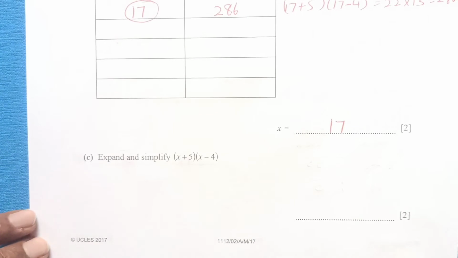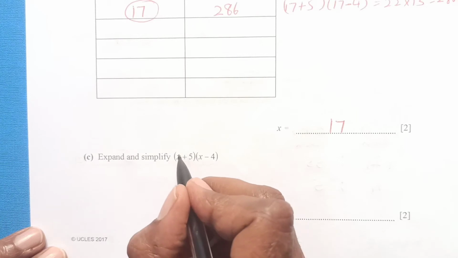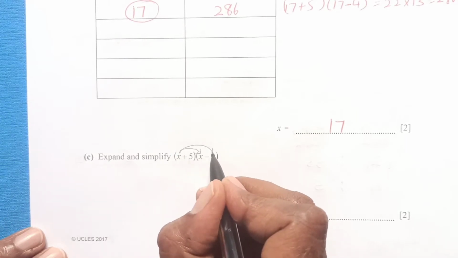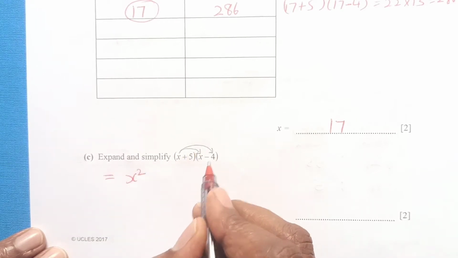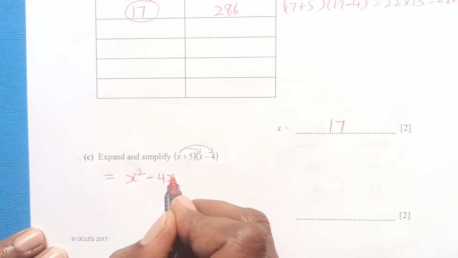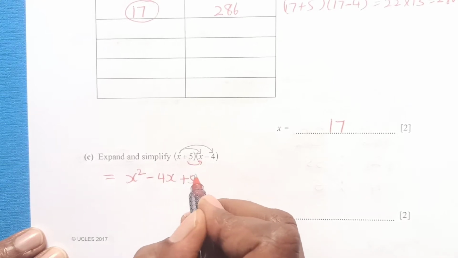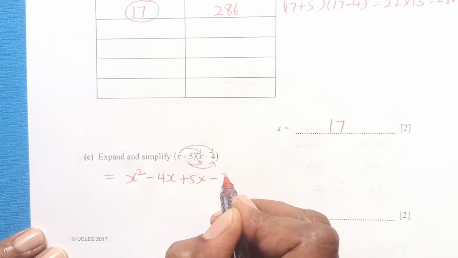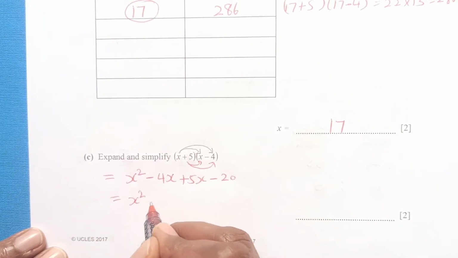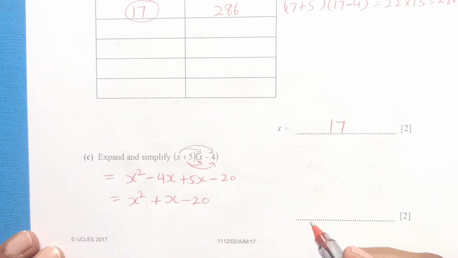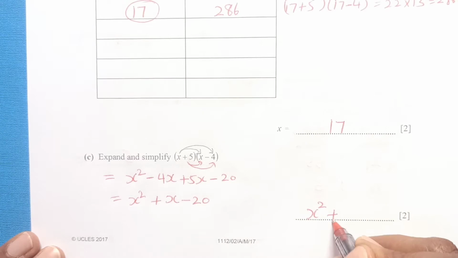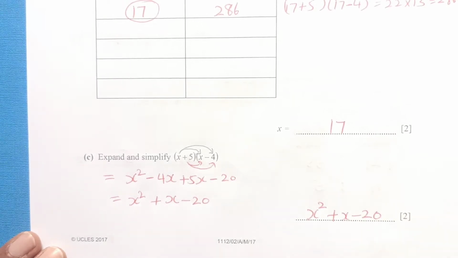Right, now expand and simplify. We have double bracket here. We are going to expand it. x times x gives you x squared. Then x times negative 4 will be negative 4x. Then 5 times x is plus 5x, and 5 times negative 4 is negative 20. So x squared plus x minus 20. So this will be the final answer. We are going to write it down in the space given to us. So let's move to next question.